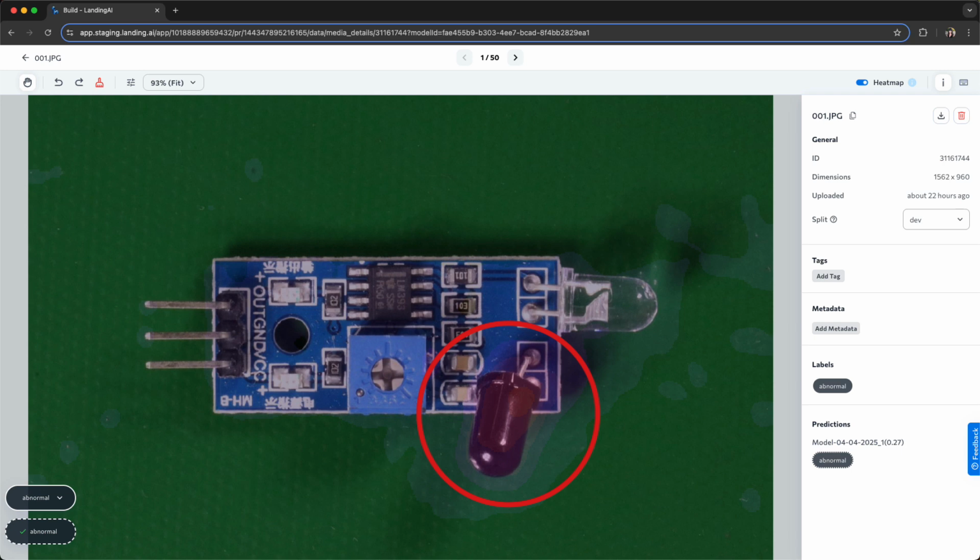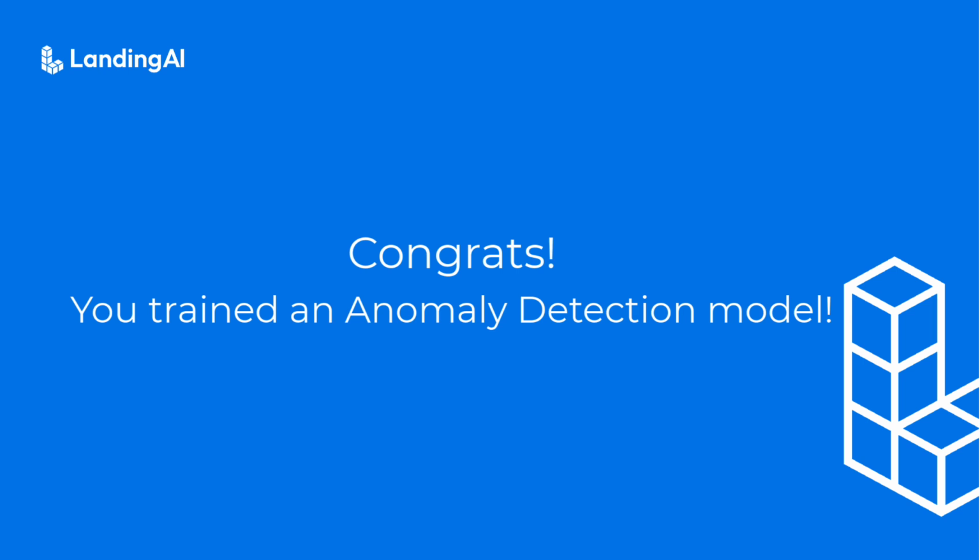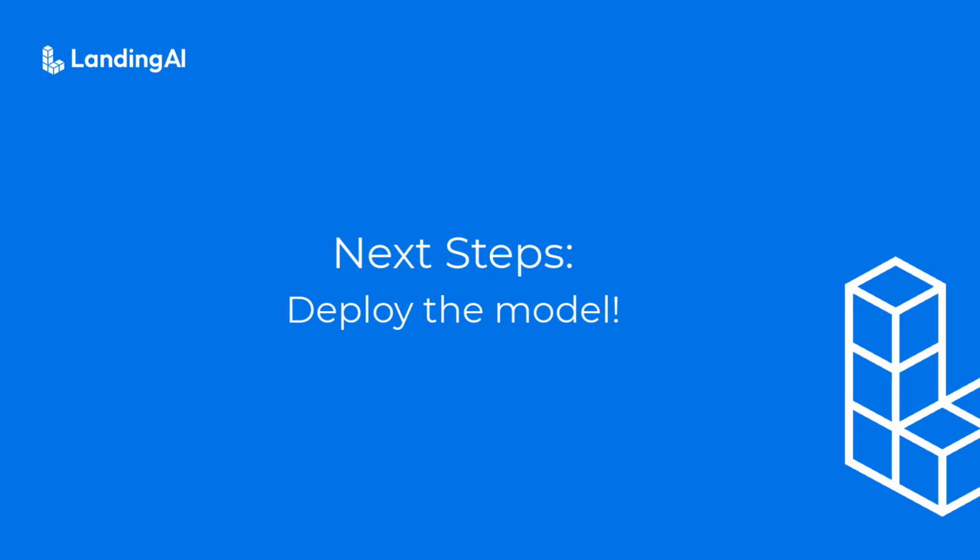This means this LED's position impacted the model's abnormal prediction the most. The model is correct to flag this because the LED is pointing down, but it should be pointing right. And those are all the highlights for creating anomaly detection models in LandingLens. Once you're happy with a model's performance, you can deploy it just as you would any other LandingLens model.